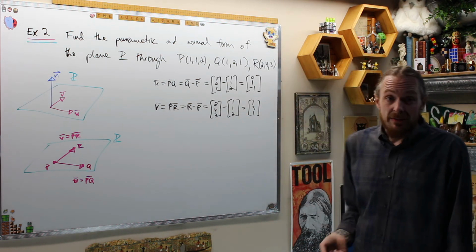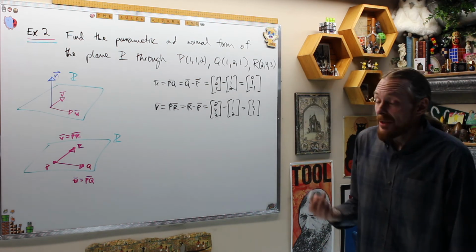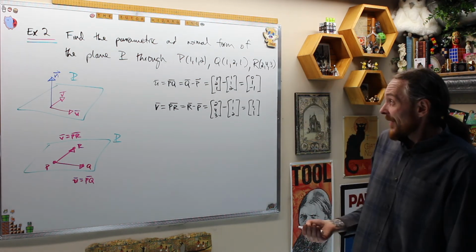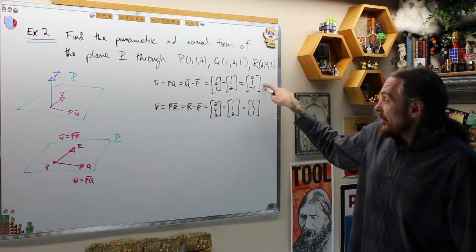So now I have my 2 vectors u and v. What do I need to create the parametric form of a plane, a point, and 2 vectors?